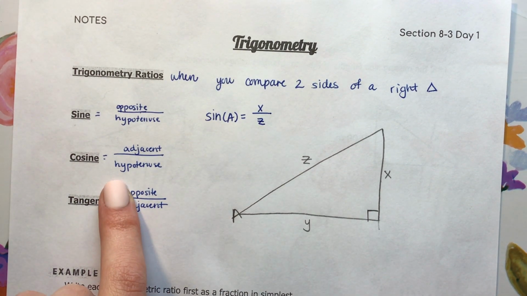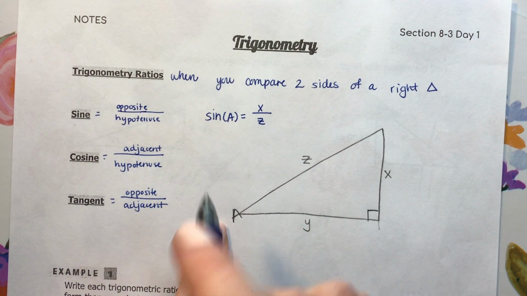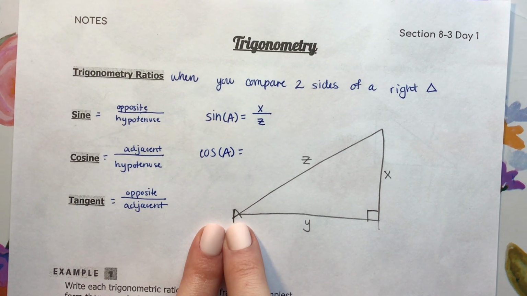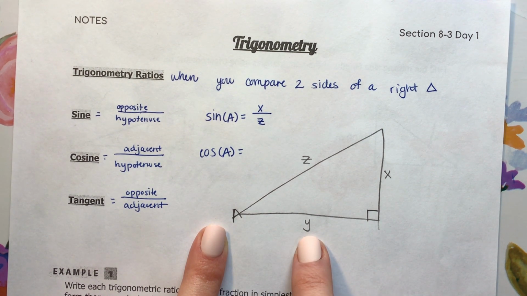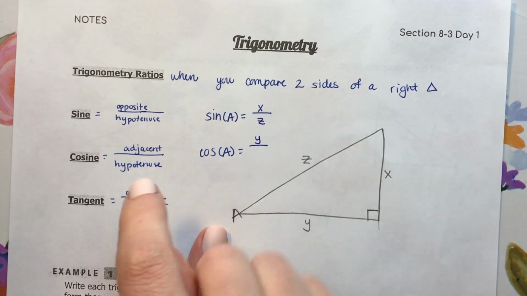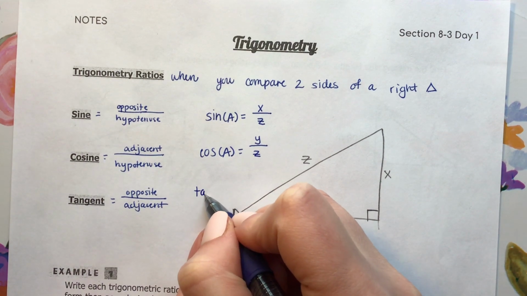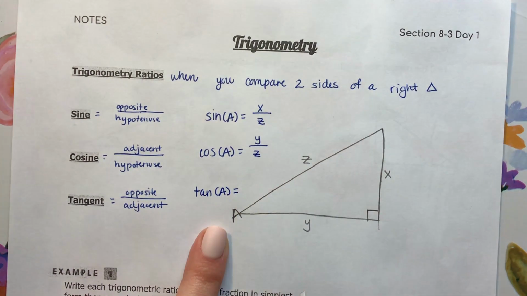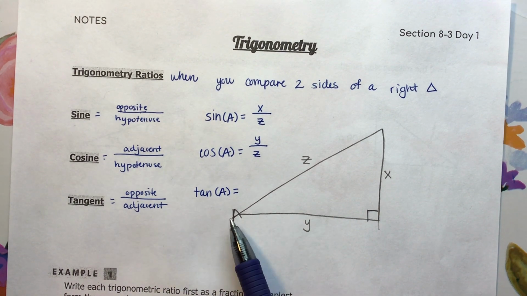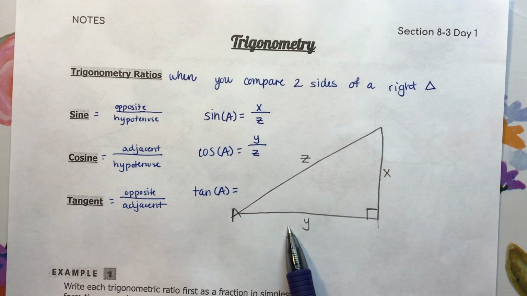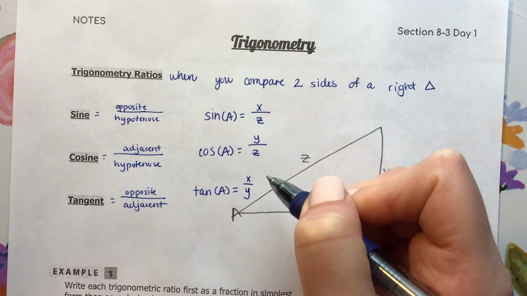Let's do that for cosine. Cosine is adjacent over hypotenuse. So if I want to know the cosine of angle A, here's my angle, and I want to know what side is adjacent to angle A, or near angle A. That's going to be the side labeled with Y. Over the hypotenuse, well, the hypotenuse is still Z. Finally, I want to find the tangent of A. So the tangent is going to be opposite over adjacent. So the opposite side from A is X, and the adjacent side from angle A is Y. So I have X over Y.